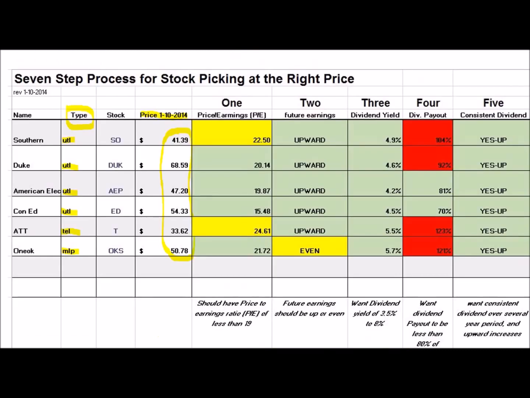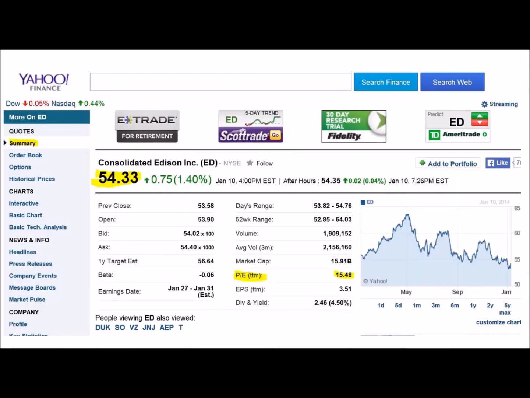Then we put in the type of stock that it is. In this case, Consolidated Ed is a utility, so I put UTL. And you put the price of the stock as of 1/10/2014, which is $54.33. Then you go back to the summary and you look at the P/E ratio.